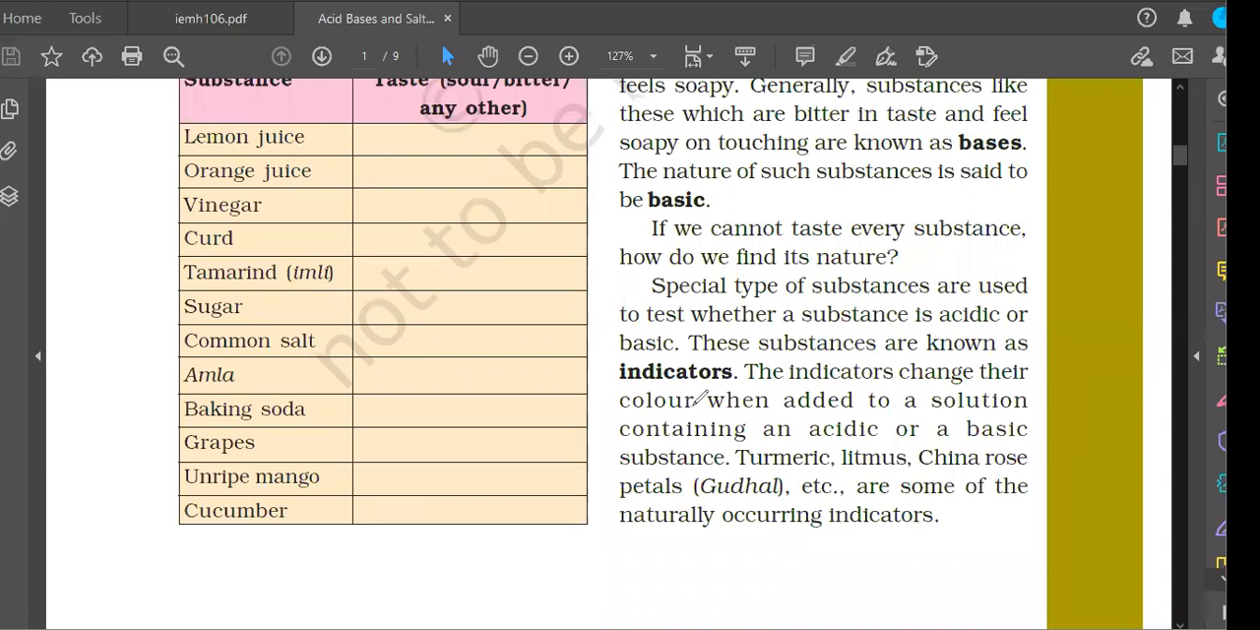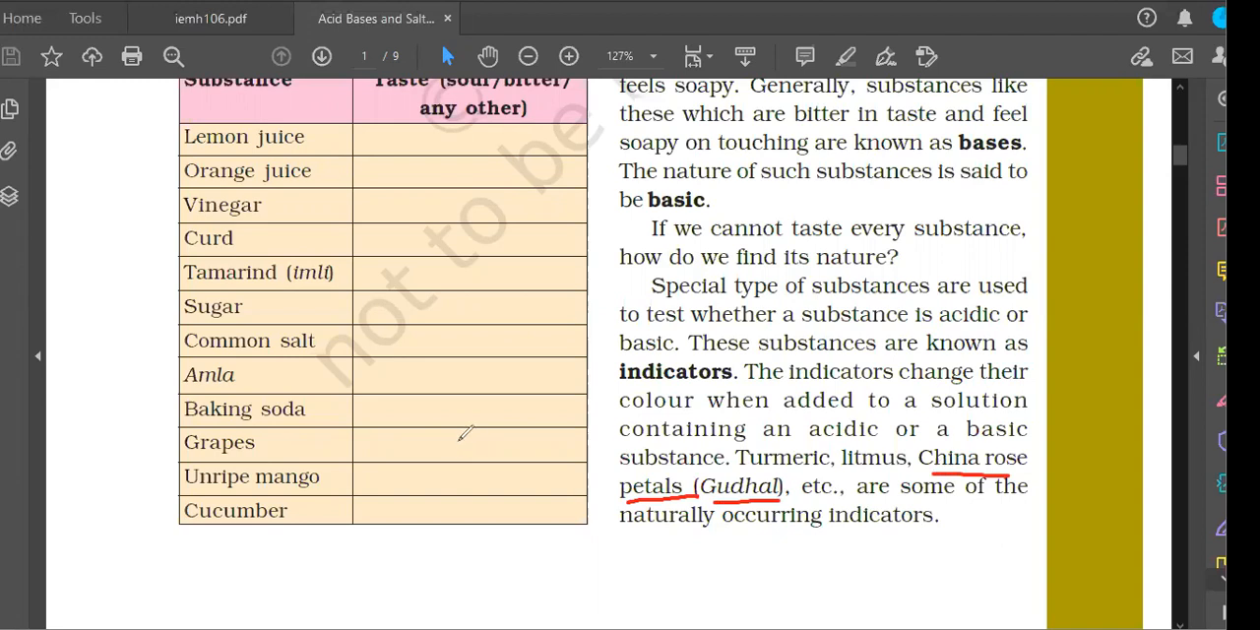Yes, that is the China rose, or we call it Gurhal ka phool. I don't know how many of you remember this, but I used to call it Gurhal ka phool. That's a very nice flower, right? We have studied that in, or we will study that in biology.